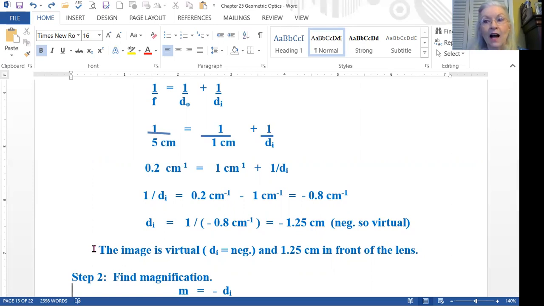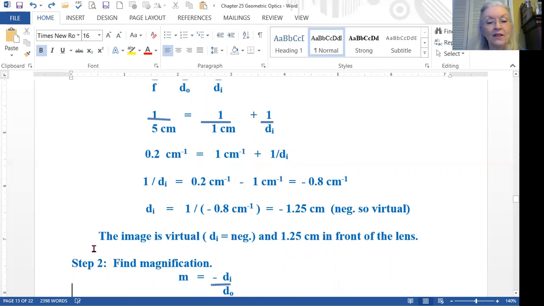because you stand behind the lens. You as the observer stand behind the lens. Any image on your side will have a positive image distance. Any image on the other side of the lens, in front of the lens, will have a negative value.